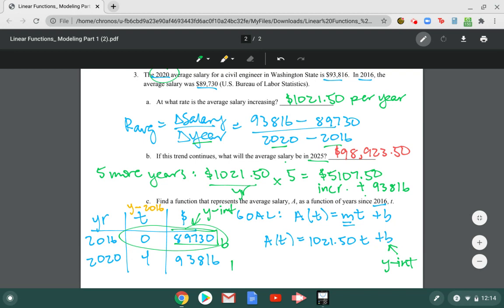I can go ahead and write my answer here. A of t is equal to 1021.50 t plus 89,730. And we'll put a box around that.